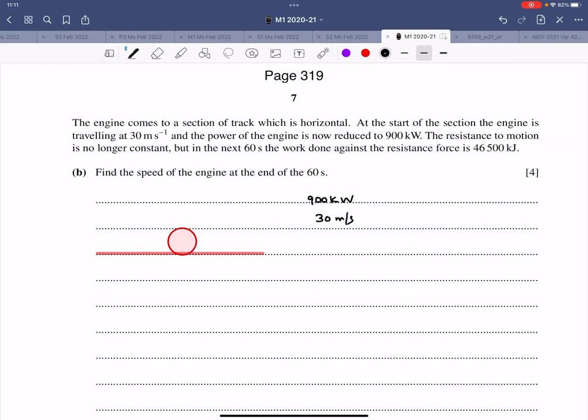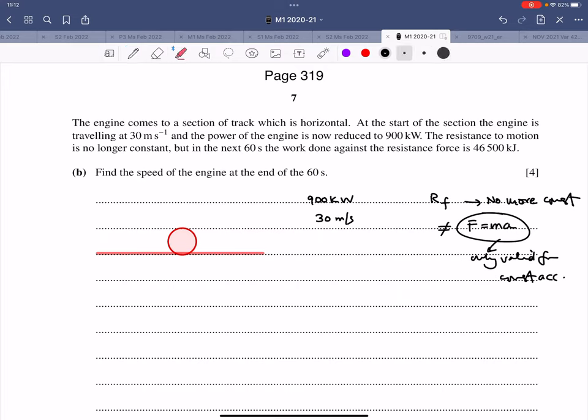Power of the engine is reduced. Resistance to motion is no longer constant. So since resistance force is no more constant, we cannot use F equals MA, because F equals MA is only valid for constant acceleration. But in the next 60 seconds, the work done against the resistive force is this much. Find the speed of the engine at the end of 60 seconds.